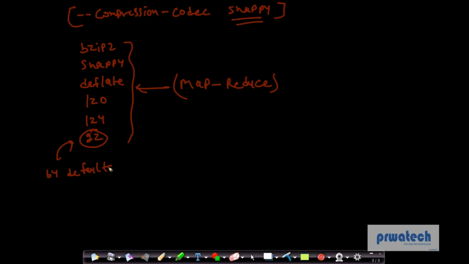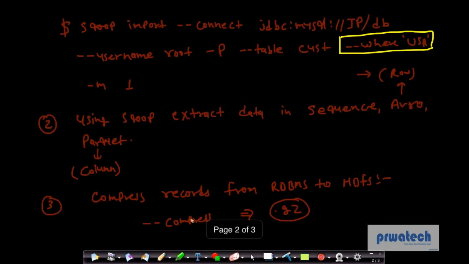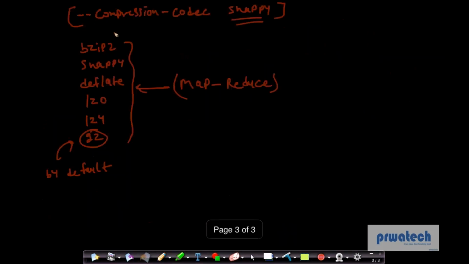I'll do it. First, I will use --compress with the default technique. Then I will use --compression-codec, and I'll use any of the parameters. You can use anything, okay? Snappy I'll use. You guys can test it with deflate, bzip2, lzo, lz4. Multiple options are there. Six different compression techniques.